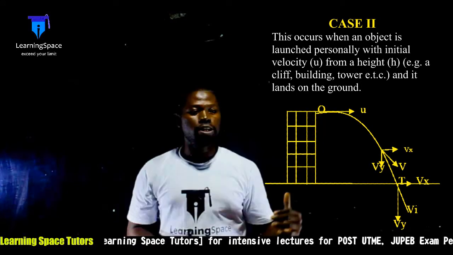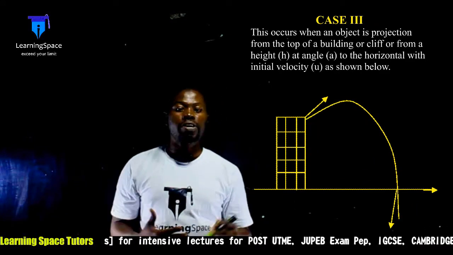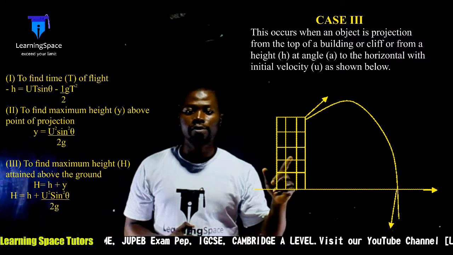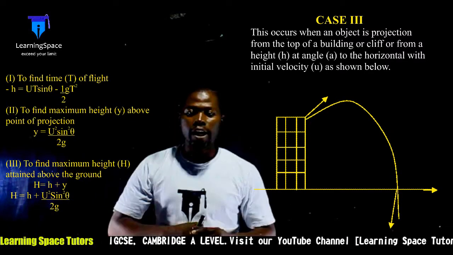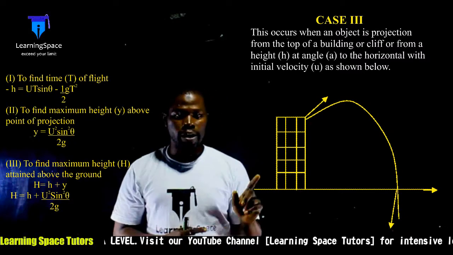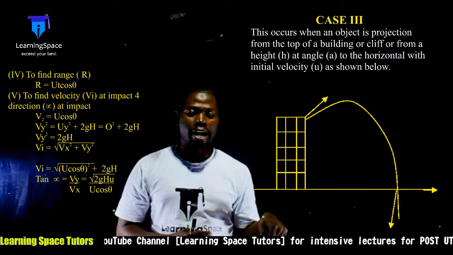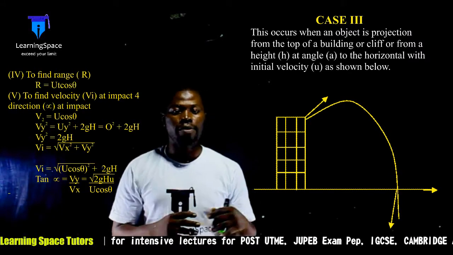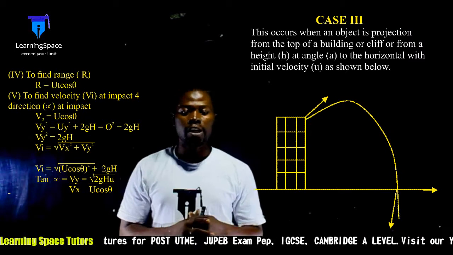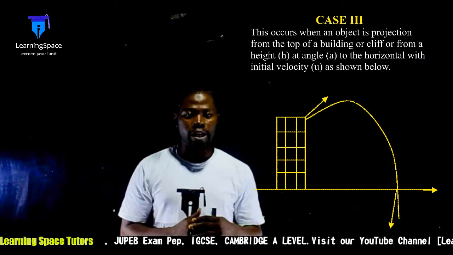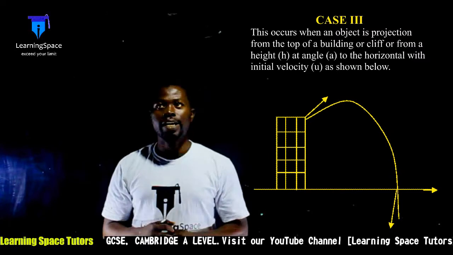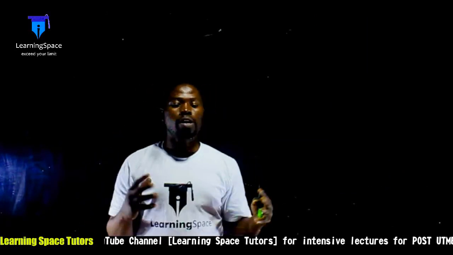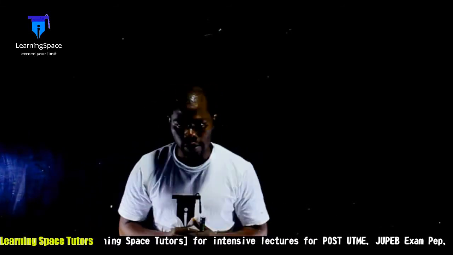Case 3, which is the one that the question I want to solve entails, is when an object is launched from a height at a particular angle, then it moves through air and it lands on the ground. So you will see the formula for time of flight there, velocity at impact, velocity at any instant, the range, and the likes. You will have to go through that when you are doing your personal studies. Let's get down to business in the question.